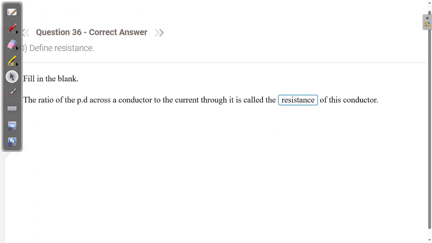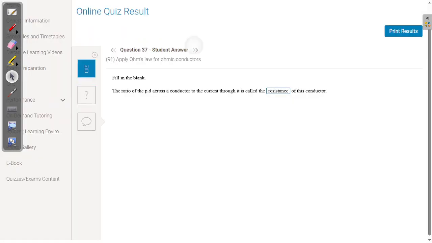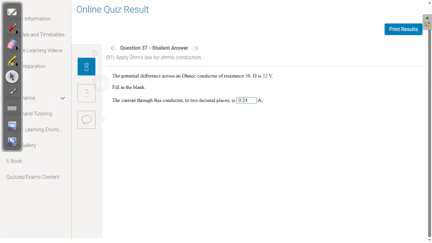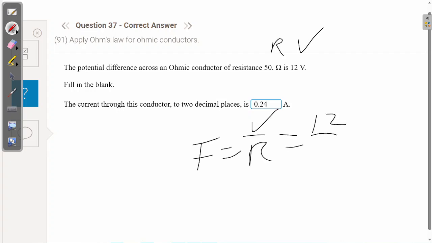The ratio of the potential difference across the conductor to the current is called the resistance. So V over I equals R. Yes, that's correct. It's an ohmic conductor, so they want the current. We have V, we have R, they want I, so I is equal to V over R. So 12 over 50 equals 0.24.